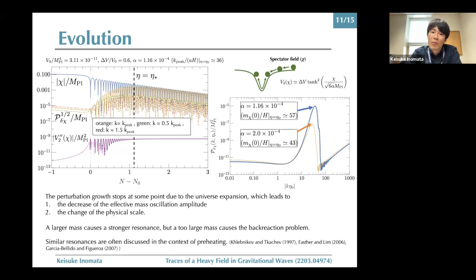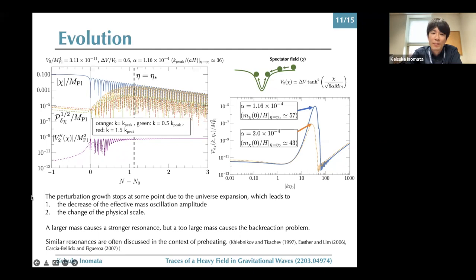But if we consider too large a mass, the perturbations become larger than the background value. In that case, we need to be careful about the back reaction problem, and we cannot use linear theory. This kind of resonance is often discussed in the context of preheating, after inflation, in particular in the context of hybrid inflation. Even in that case, the scale perturbations get amplified and large gravitational waves can be produced from the amplified perturbation. But in this work, I focus on the gravitational waves induced during inflation. So that's a difference.